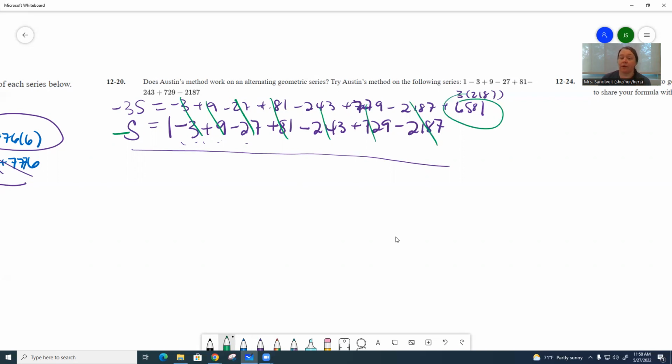And again, I'm left with my last term minus my first term. And now be careful, I have -3s minus s, that's -4s. So I'll be dividing by -4. So it's always my multiplier minus 1. And then you end up with -1640, which would be the same thing if you added it up. So it works even if you have a negative multiplier.